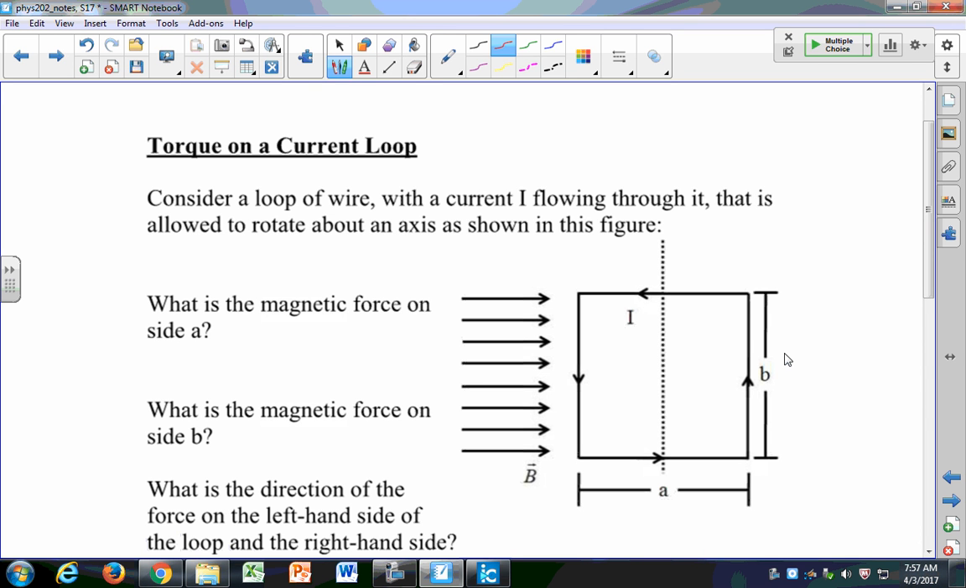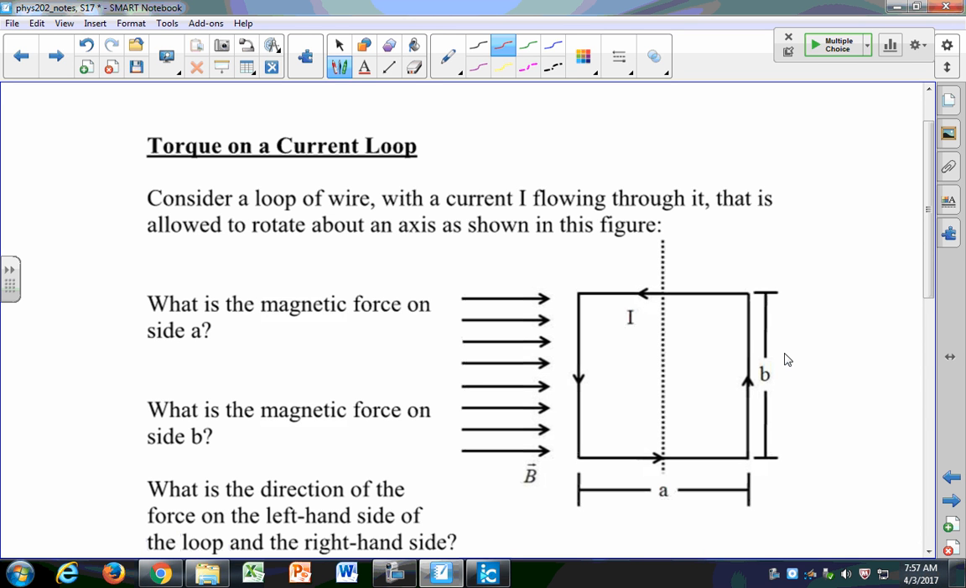Now, 2 of these sides, either the side-to-side ones or the up and down ones, will have no force at all. Which are those? The up and down ones or the side-to-side ones? These right here? What do you think, Jesse?